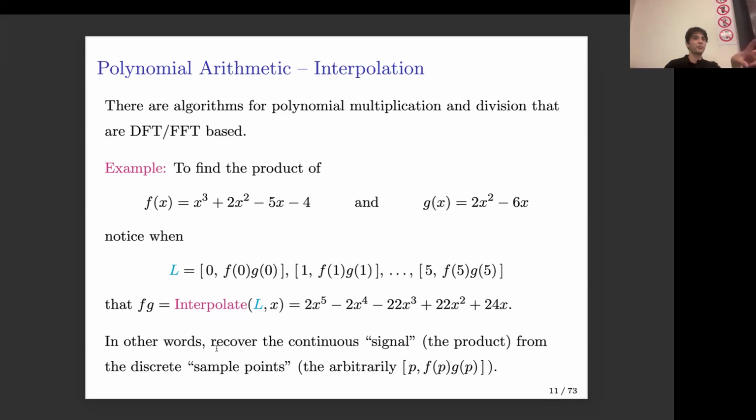If you have 2 points on the plane, how many lines go through those 2 points? Exactly 1. If I give you 3 points on the plane, how many parabolas go through those 3 points? Exactly 1, right? So there is exactly 1 polynomial of degree n minus 1 that goes through n many points. Okay, so if I know that f is degree 3 and g is degree 2 and their product is degree 5, I just have to give you 6 evaluation points of f times g. Well, but how do I give you evaluations of f times g if I don't have that product yet? Well, because f times g of x is the same thing as f of x times g of x.